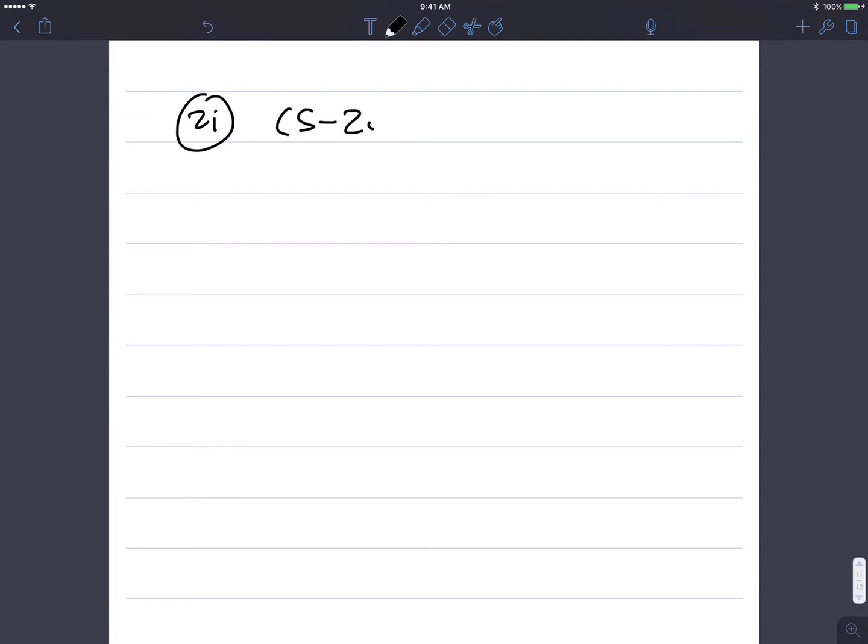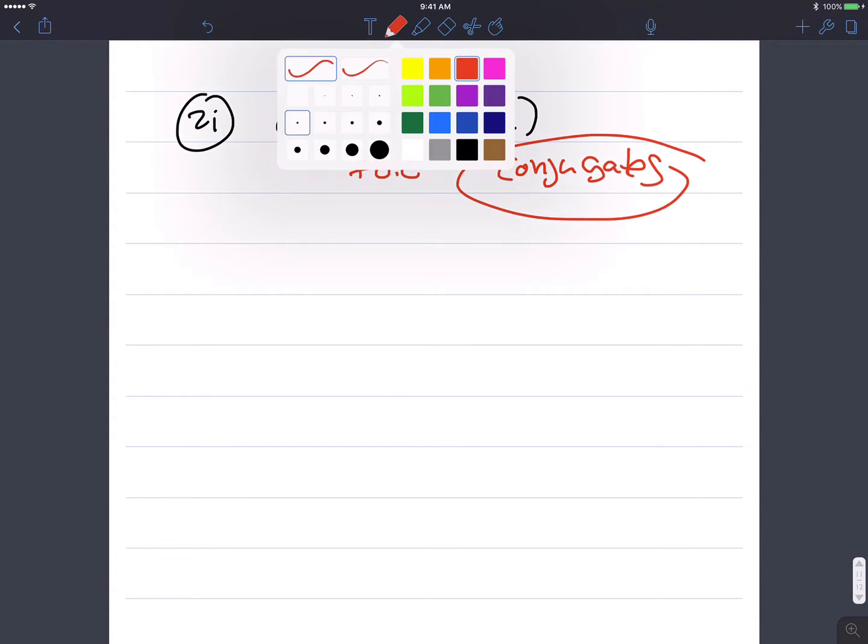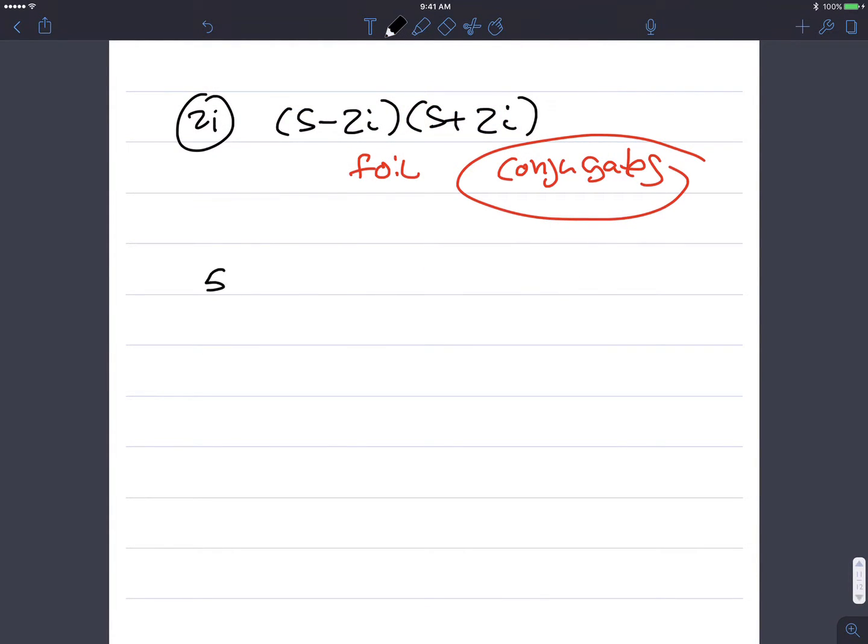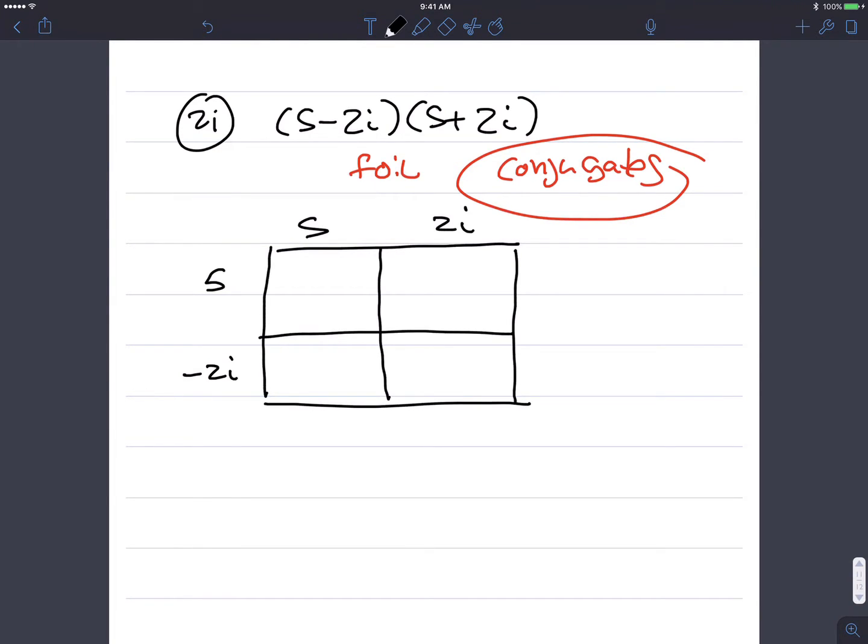Number 21. 5 minus 2i times 5 plus 2i. Notice again we have conjugates. We're going to use FOIL. We have 5, the negative 2i row, 5, positive 2i column. 5 times 5, 5 times 2i. Negative 2i times 5, and negative 2i times 2i.